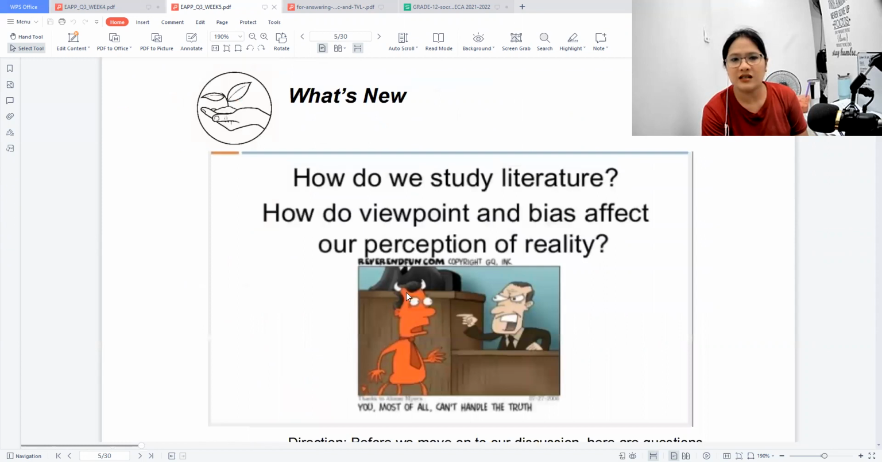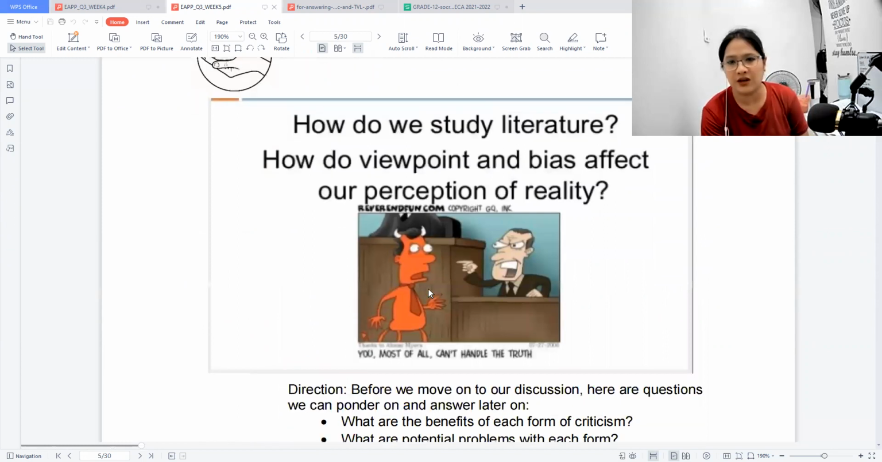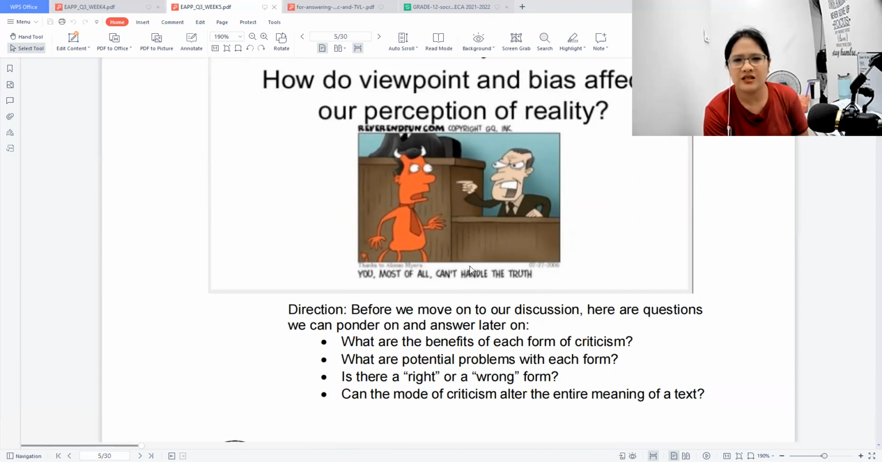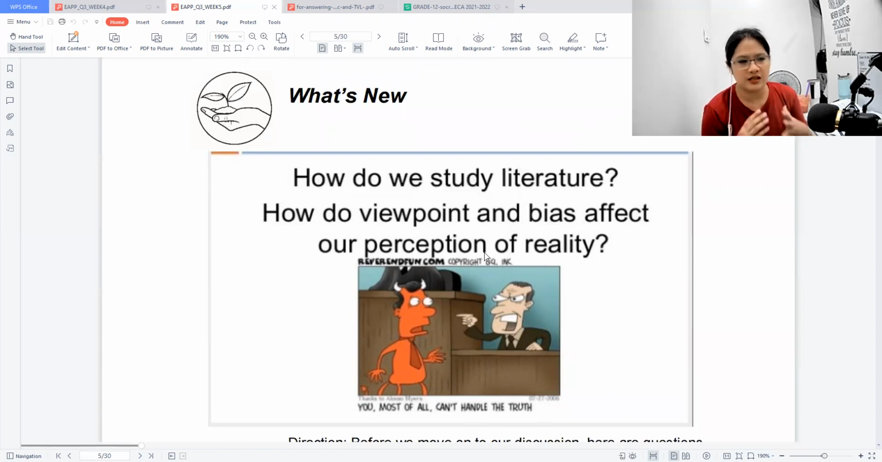How do we study literature? How do viewpoint and bias affect our perception of reality? So meron tayong parang ano dito, cartoon, okay? Comic. "You most of all can't handle the truth." Okay? He is pertaining to the devil, something like that. Okay? So there's the concept of truth, there's the concept of viewpoints, biases, and realities.